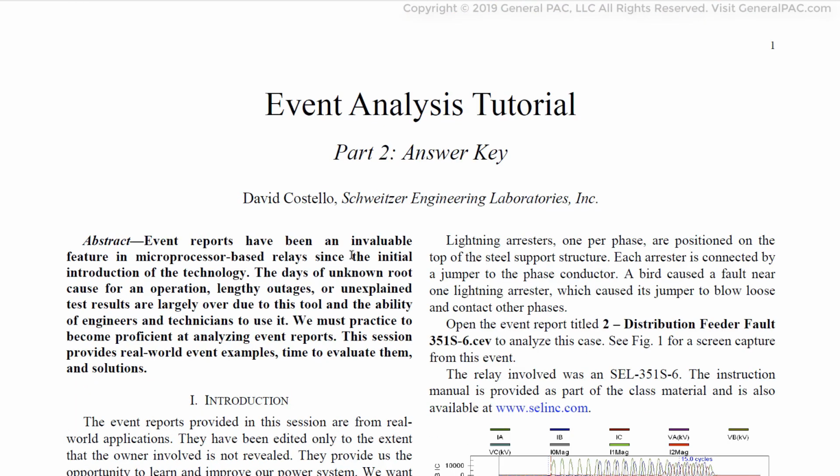So we'll continue to go through this particular article in this particular tutorial by Schweitzer Engineering Laboratories, and David Costello is the author.